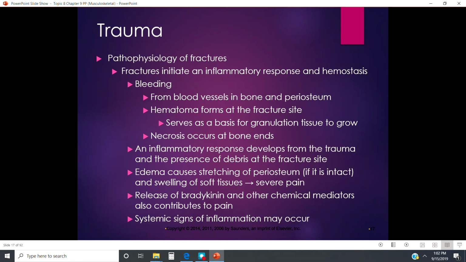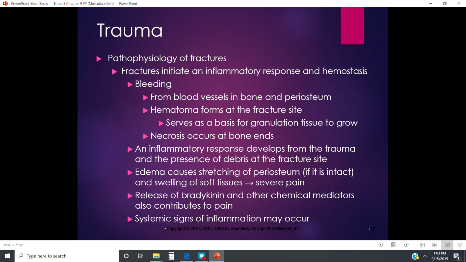Between the bleeding and the inflammatory response, we're going to get edema. Right? Edema is swelling. So the swelling may cause stretching on this periosteum if the periosteum is still intact, and that's also swelling of the tissues in the area. So the edema will also be as a result of the swelling of the tissues in the area, and that is going to cause pain. Our periosteum is very highly innervated by nerves, so if you stretch that periosteum, it's going to produce pain.